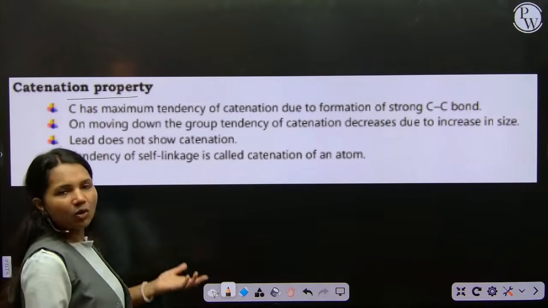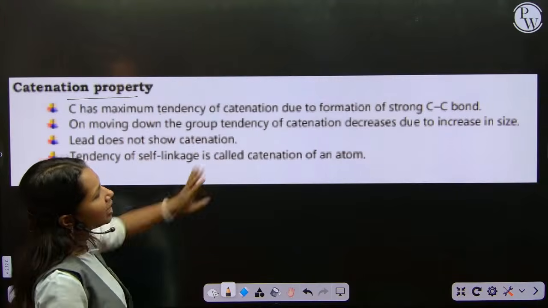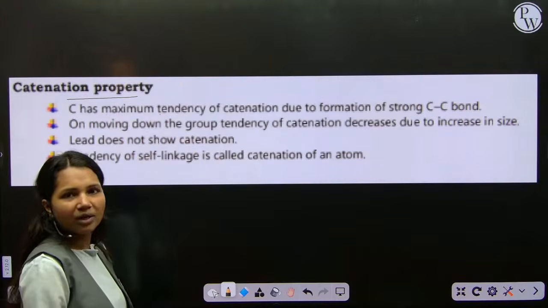Now, next, the catenation property. Carbon, this we have done already in the anomalous behavior. Carbon has the maximum tendency of catenation due to the formation of strong carbon-carbon bonds.